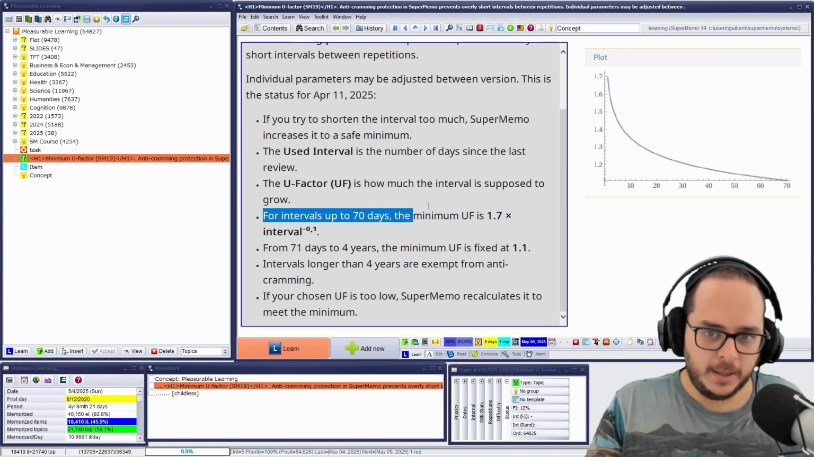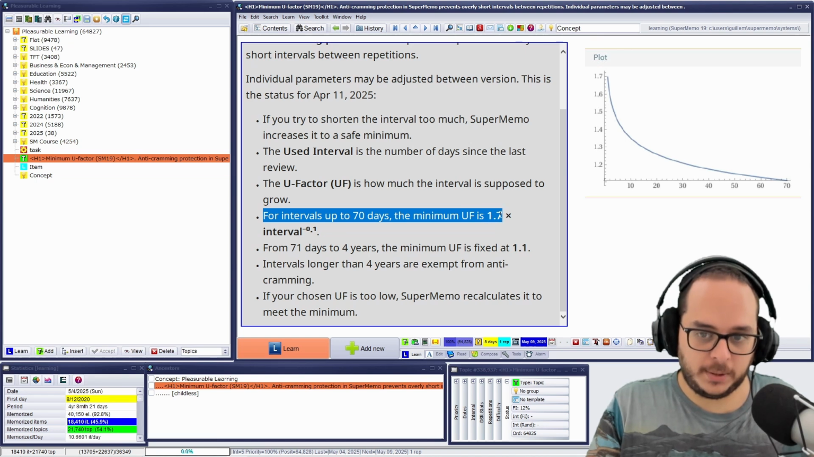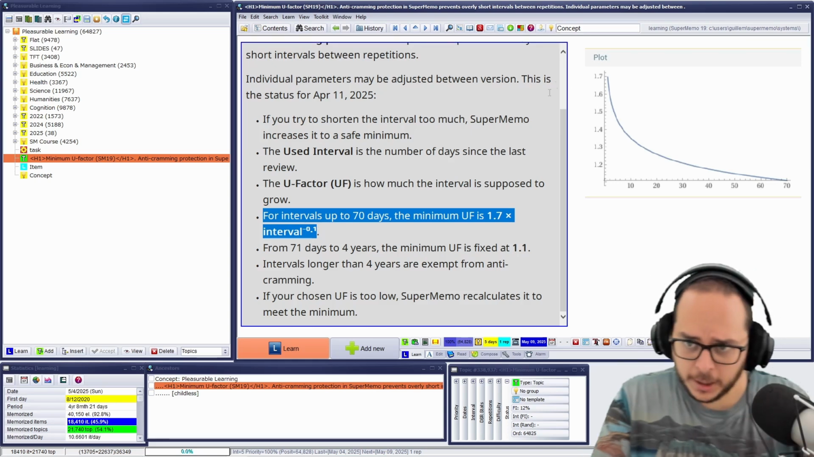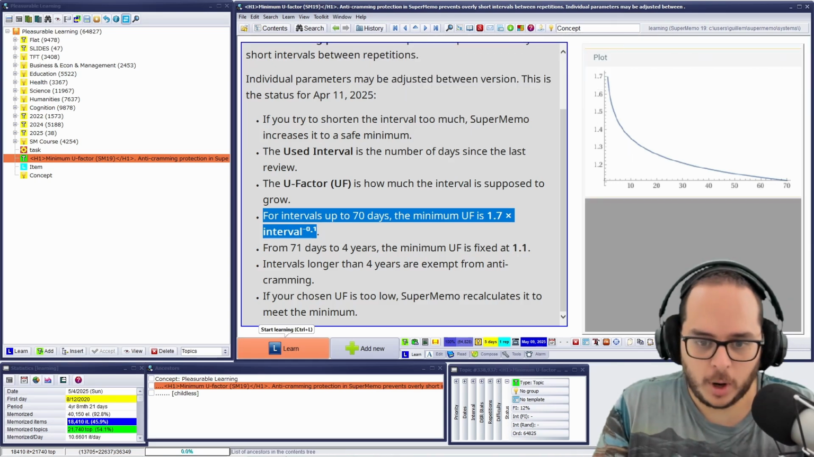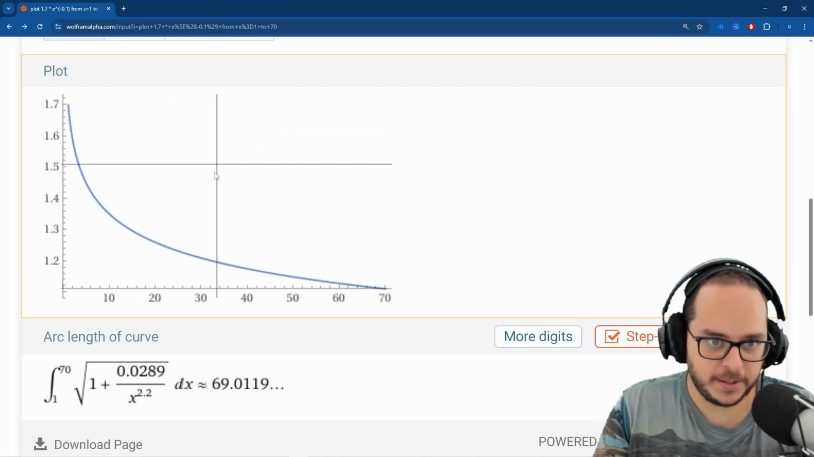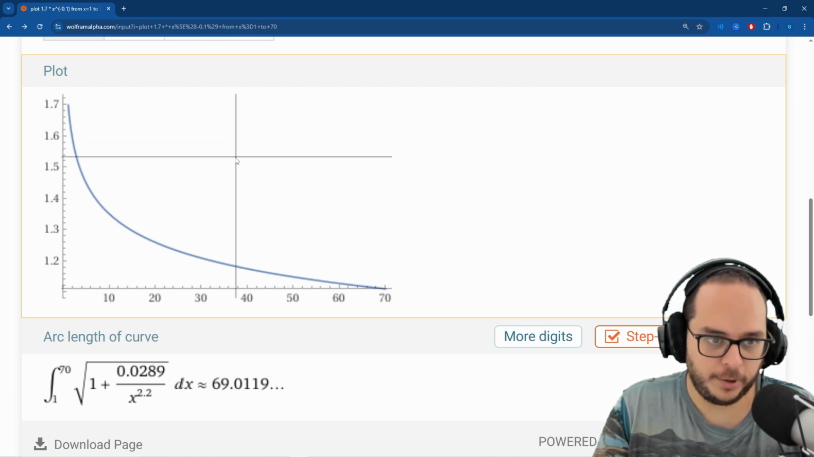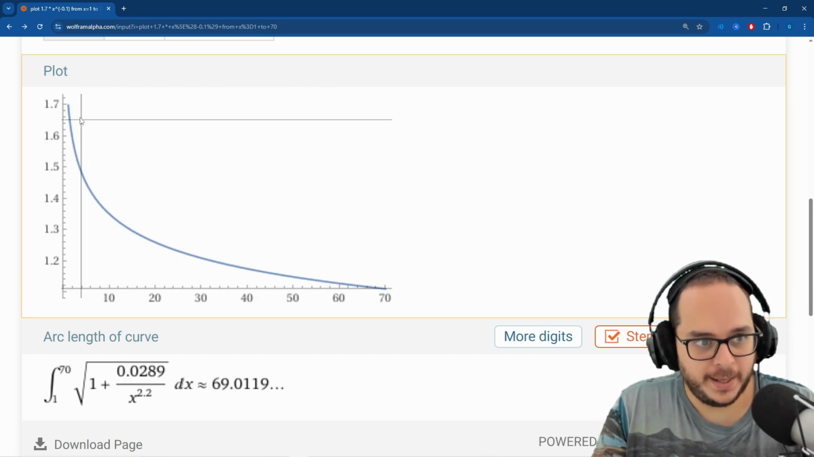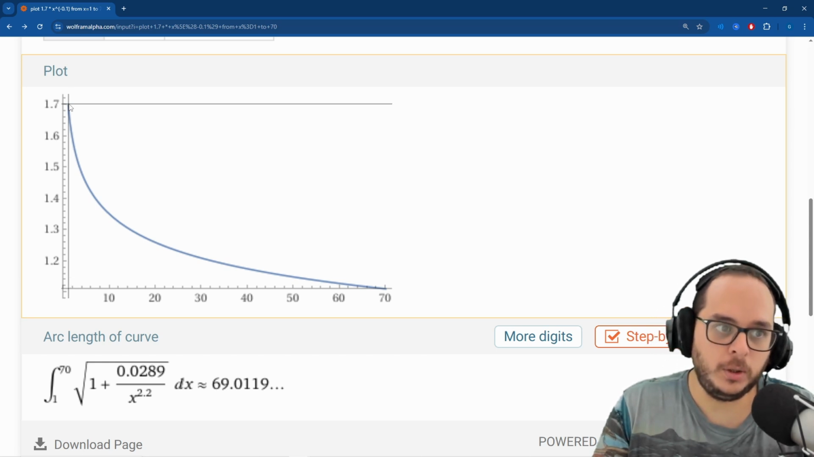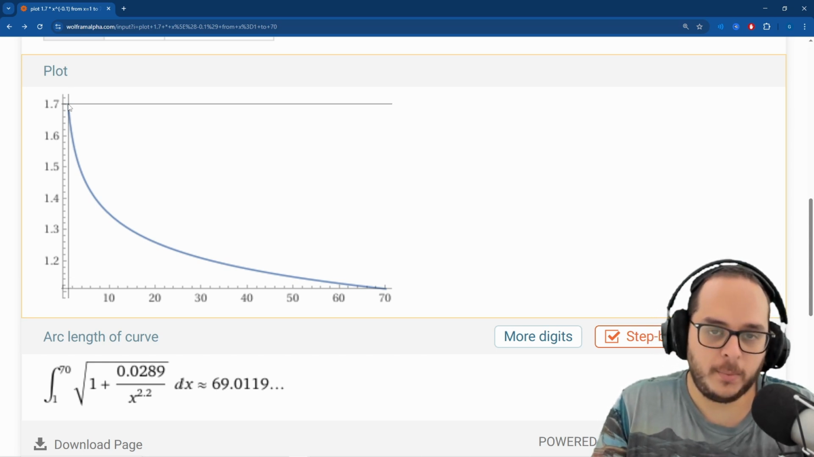So then, for very short intervals, from 1 day, because in SuperMemo the minimum is 1 day, to 70 days, the U factor has to be 1.7 times the current interval to the exponent of minus 0.1. And here is the plot. Nice. So I will be using Wolfram Alpha because I have this fancy grid. That means that the closer to 1 the interval is, the higher the minimum U factor. So the maximum is 1.7.